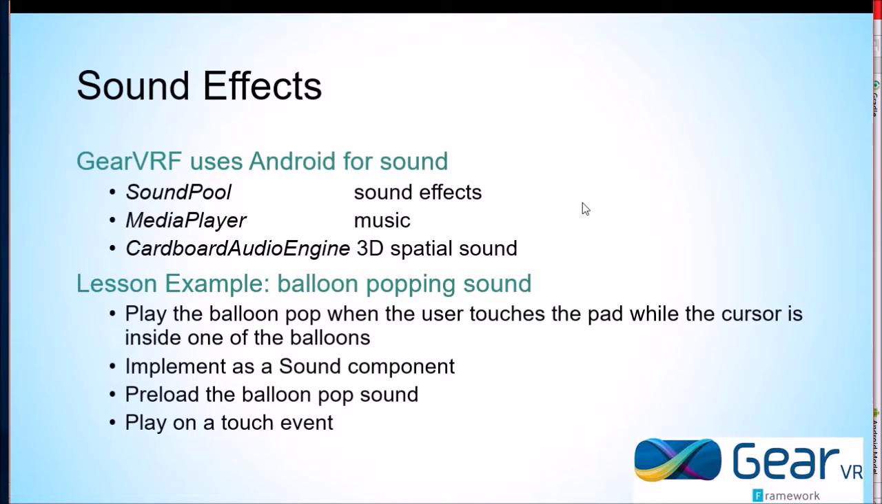Now, in our example, we're going to make a balloon popping sound. So what we're going to do is play the balloon pop sound when the user touches the pad while the cursor's in one of the balloons. So that's going to be considered scoring a point. And we're going to implement this as a sound component. So what we'll do is we'll preload the balloon pop sound at the beginning on init, and then the sound will be played when we have a touch event.